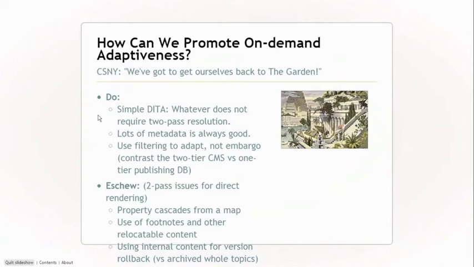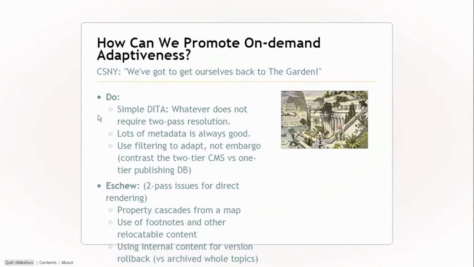Not everyone has to work with data full sprung from the head of Zeus, as it were. Lots of metadata is always good. Metadata is how your search engines will be able to cue a user to the information they were searching for. But more than that, when it's actually part of your content, it gives the user the dynamic hooks in the content to be able to select or render the content the way that they want it. And so you can use filtering to adapt, but not embargo.